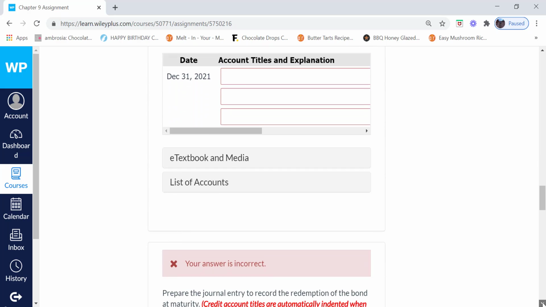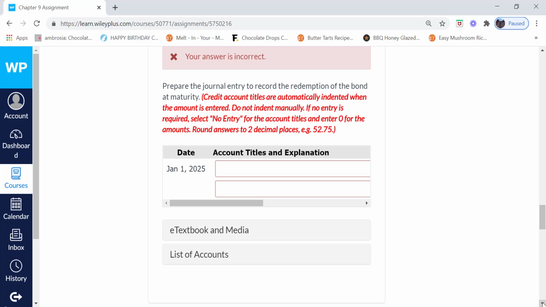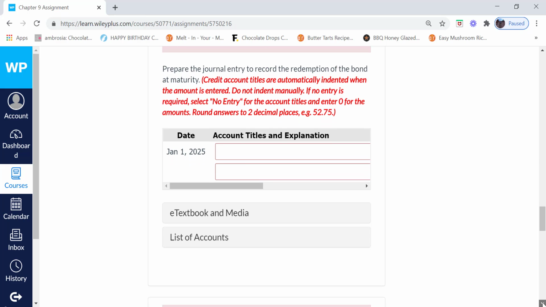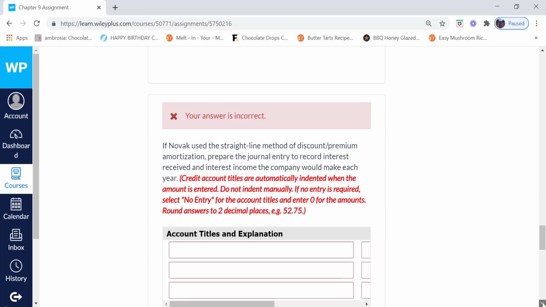And then for the next year, redemption of the bond at maturity. So that's really just going to be, you get the cash and the bond goes off your books for what it's on at the end of it.